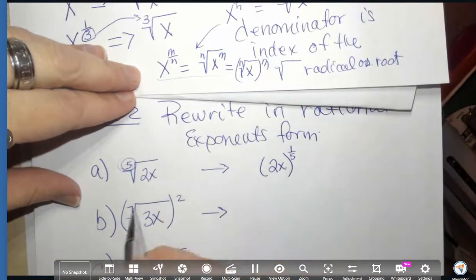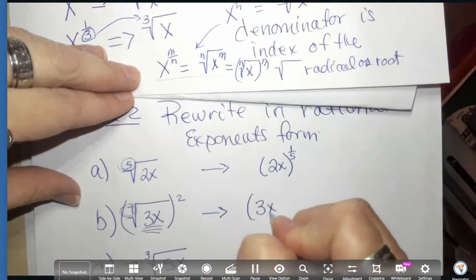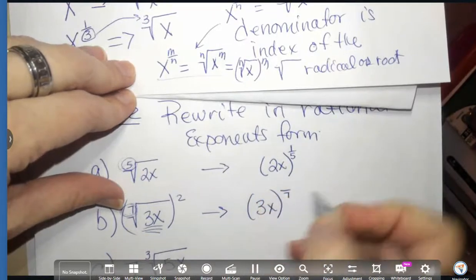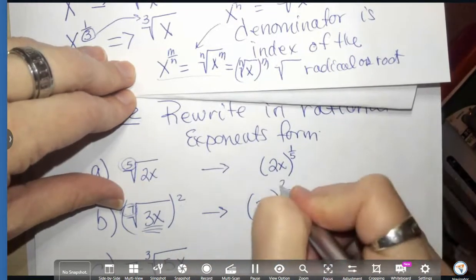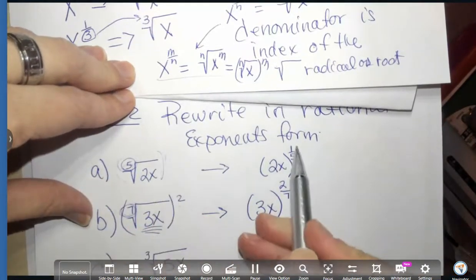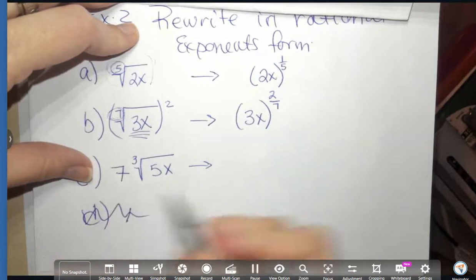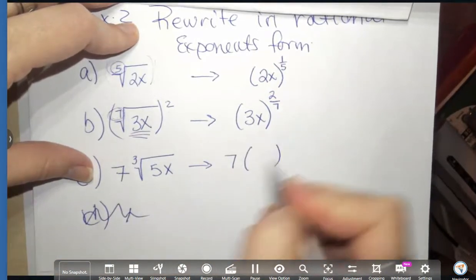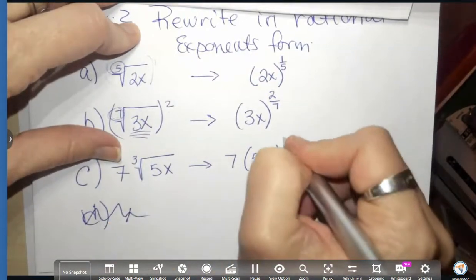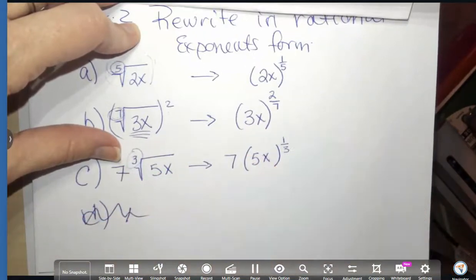Now this one, we have an index of 7. 3x is under the radical, so 3x has to be in our parentheses. 7 is the index, so that has to be the denominator. And my power is 2, so I'll have 2 there. This, the power was just 1. We're raising it to the first power. That's why we have a 1 there. Now this guy right here, we have a 7 outside the parentheses because 5x is the only thing inside the radical. I'm not raising to a power, so my power would just be 1. And my index is 3, so my denominator is 3.